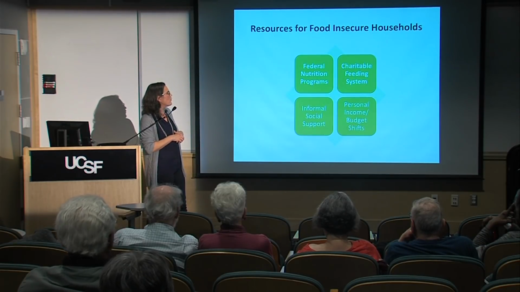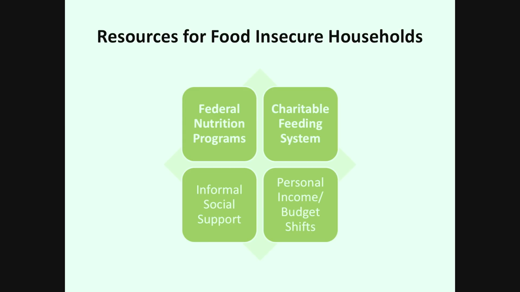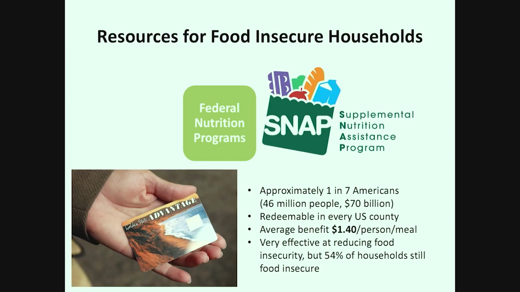And there's really 4 big buckets that I think about in terms of the ways that people meet their food budgets. There are the federal nutrition programs, there's the charitable feeding system, there is informal social support, friends, family, churches, and then there's making income shifts or budget shifts within your own household budget to trade off one necessity for another. I'm not going to pay for gas in my car because we have to afford food this month. I'm not going to refill my medications to afford food. I'm not going to pay for food because I need to pay my rent. We're going to talk a little bit about all of these, but I'm going to start by talking about SNAP.